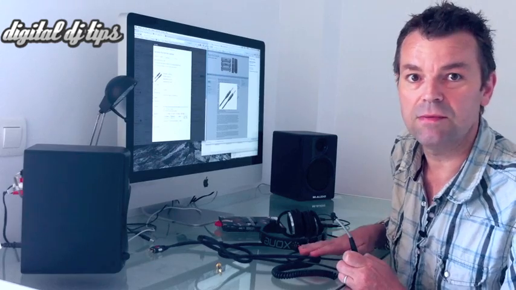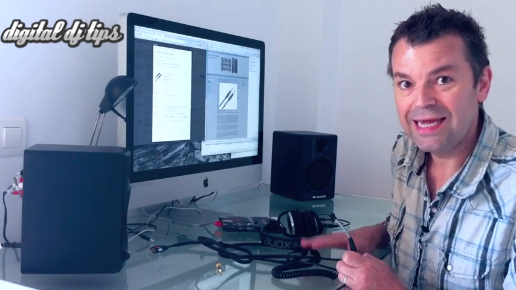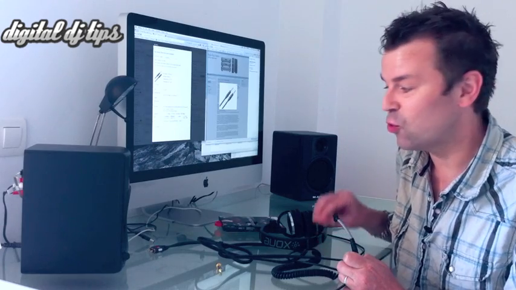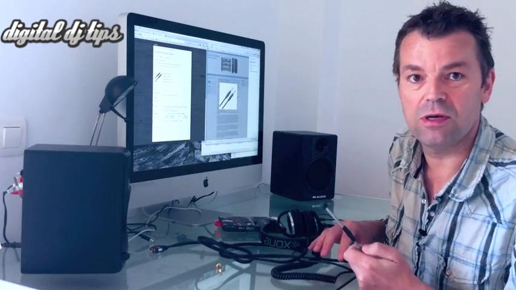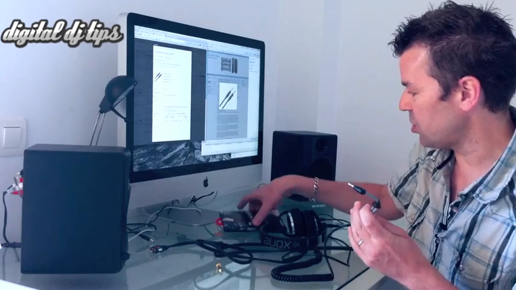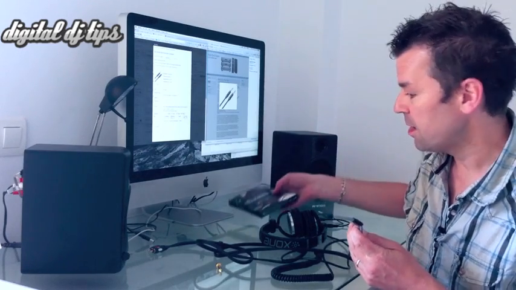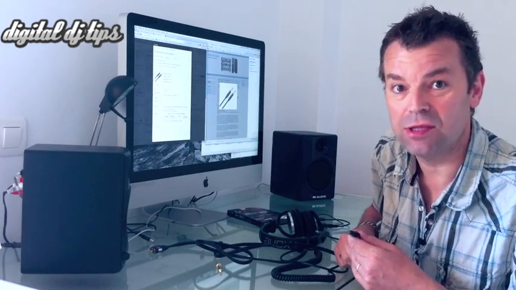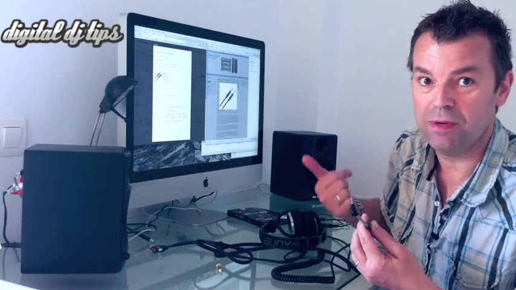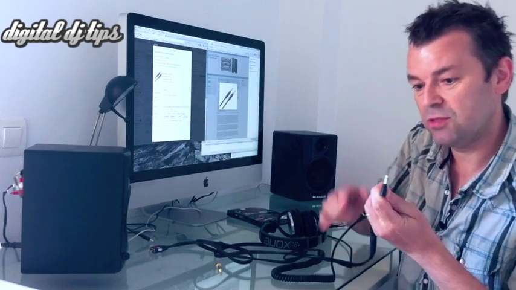So mono doesn't matter. What does matter is the quality of the sound card in your computer. Now I've been talking about iPhones and iPads because this cable here is actually made for iPhones and iPads. A little secret though, it doesn't make any difference at all. As long as your software can split the signal, a cable like this will work in a laptop, in any computer with a headphones output.